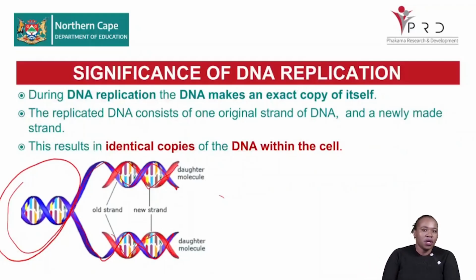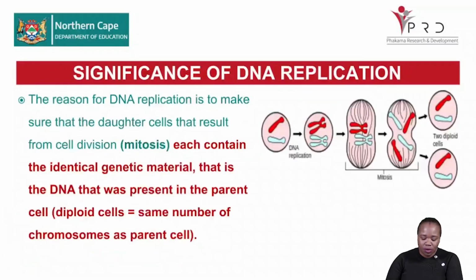Just like when you make copies on the photocopying machine, you place a paper, that paper serves as your template because you expect whatever copy to come out of that photocopying machine to look exactly like this original copy that you have. At the end, you have one original copy and one new copy, which is what we are seeing here. So we have our two DNA molecules. When we go further, you will see that these two DNA molecules are going to look exactly the same.